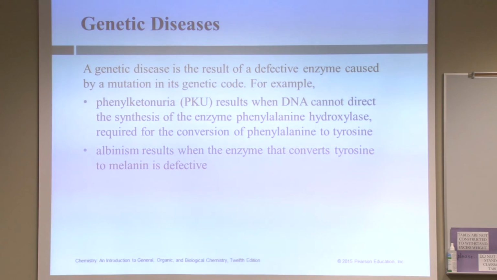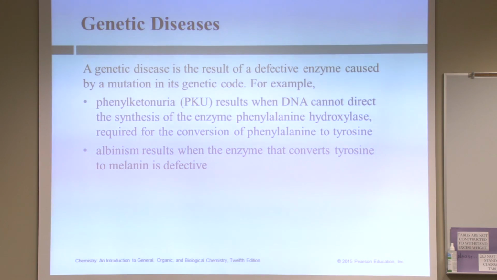So what is a genetic disease? A genetic disease is the result of a defective enzyme caused by mutation of its genetic code. Again, enzymes are proteins, and proteins are made up of amino acids. So amino acids are coded by the bases. So genetic diseases are a result of a defective enzyme caused by mutation in its genetic code.